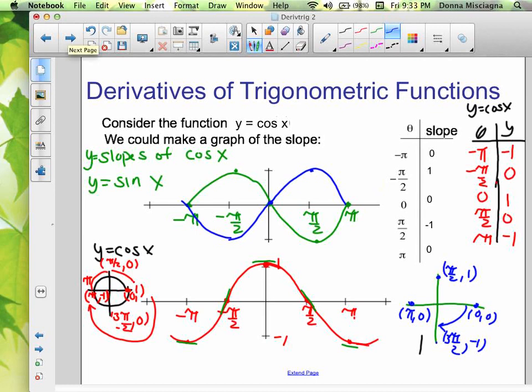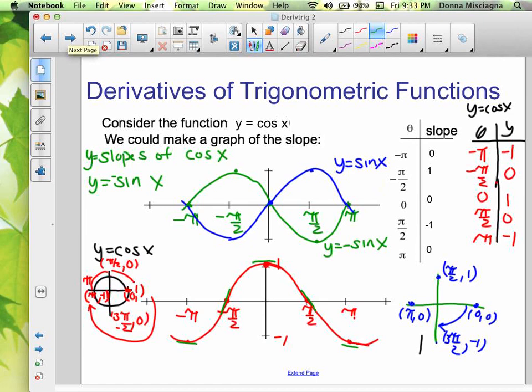So what happened to my sine graph? The blue graph here, that's y equals sine x. What did we do to our blue graph to get the green graph? Looks like we reflected it over the x-axis. Now what would we have to do to y equals sine x to reflect it over the x-axis? We'd have to make it y equals negative sine x. And so y equals the slopes of cosine x, that's just y equals negative sine x.